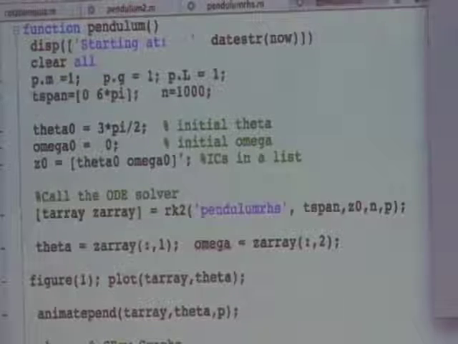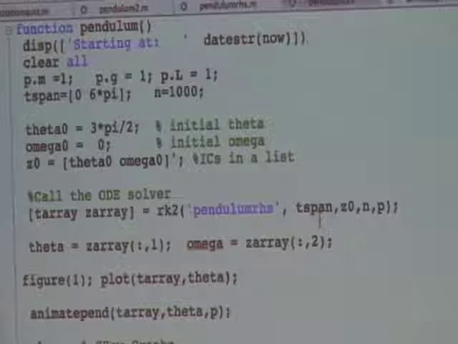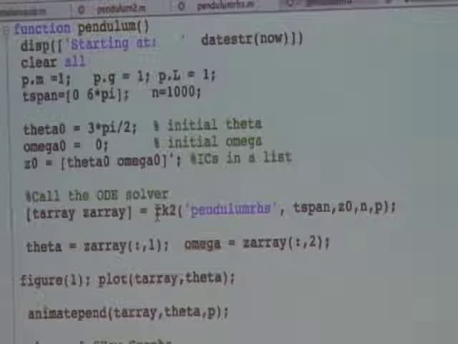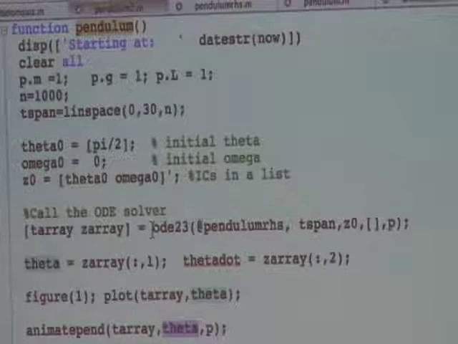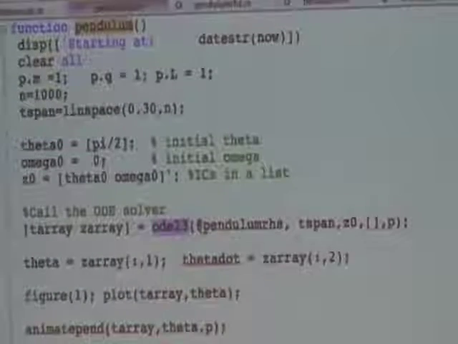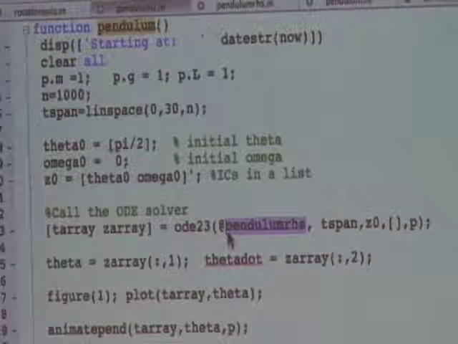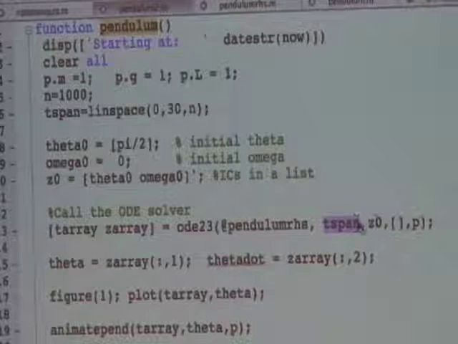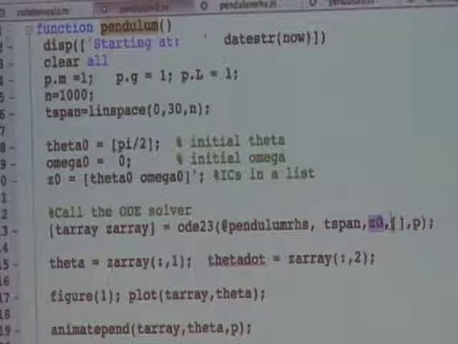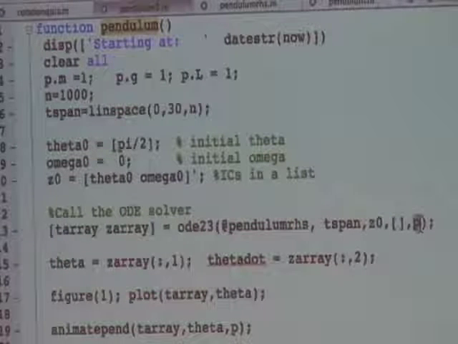Yes? Can I just see the pendulum, so I know what you pass into the ODE? Here's the pendulum program. Let's do pendulum 2, so we'll move up to our ODE23. ODE23 is MATLAB's differential equation solver. It has to know what the differential equation is, that right-hand side thing that says what the differential equation is. It has to know when you're starting, when you're stopping, and when you want to know the output. It has to know the initial conditions. It has to know a bunch of stuff about the accuracy and so on, but it's got defaults. We'll use the defaults. And it has to know the parameters you're passing in.